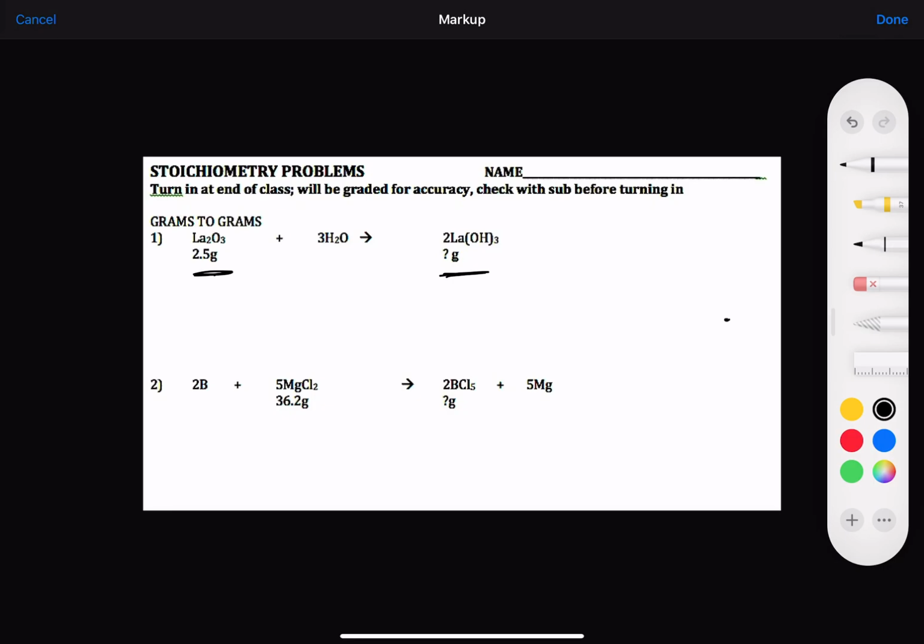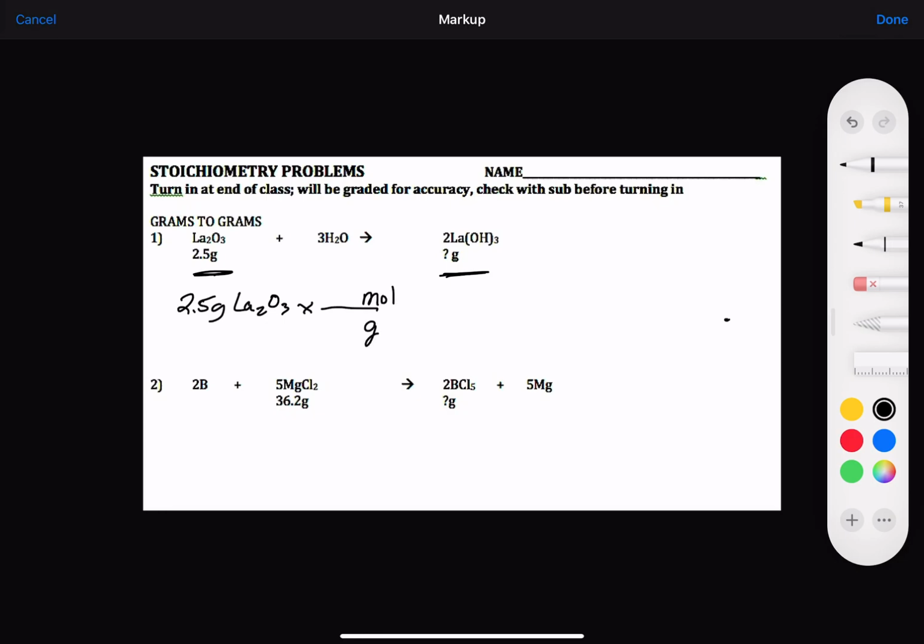So to set this up, you always start with what they give you first. So 2.5 grams of lanthanum oxide, and you have to put the compound each step or you won't know what compound you're talking about. So the first thing you do is, when we converted grams to moles or grams to molecules, moles was that bridge between two different units. This is the same case here too. So the step that you always want to do is convert to moles.